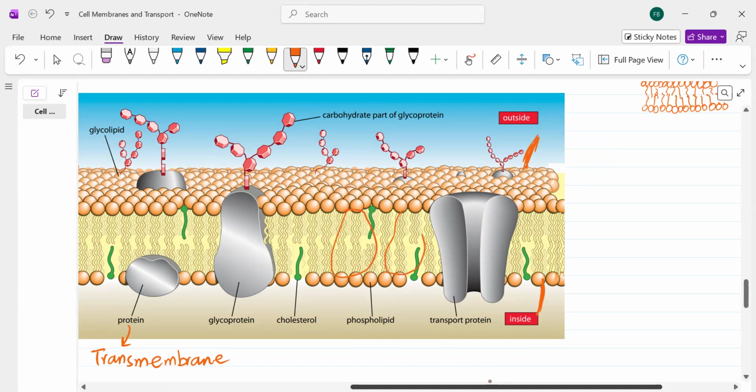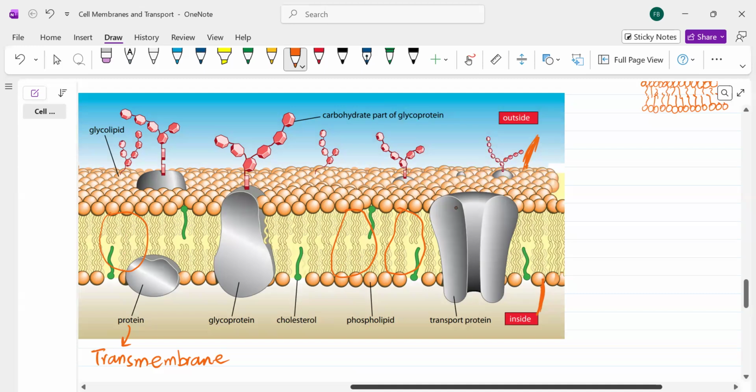You know the meaning of embedment, just like a button in a shirt. Or like you dip something in the liquid. That is embedment, a solid thing. And if you just touch the surface of the liquid, that will be an extrinsic protein.